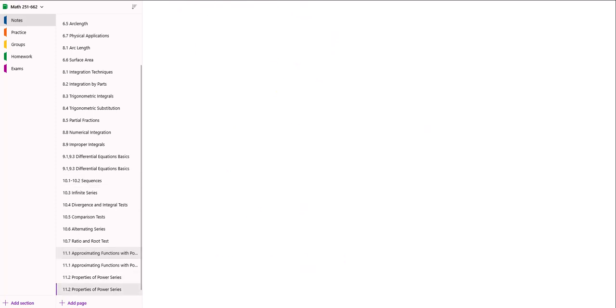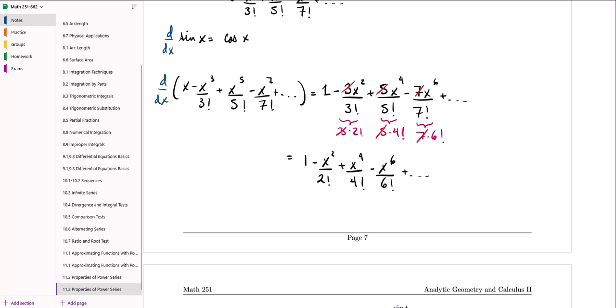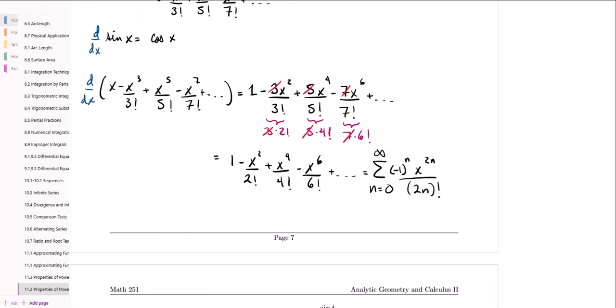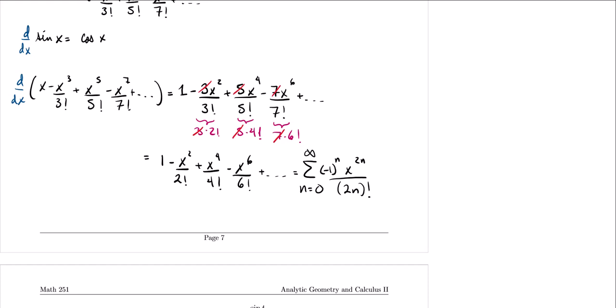But going back to our example here, since we can also rewrite it as a series, this is the same thing as the infinite series as n goes from 0 to infinity of negative 1 to the n, since it's alternating sign, times x to the 2n over 2n factorial. And there we go. Perfect. So you get to see that there are different ways of getting other series representations for functions. We can use derivatives and integrals.